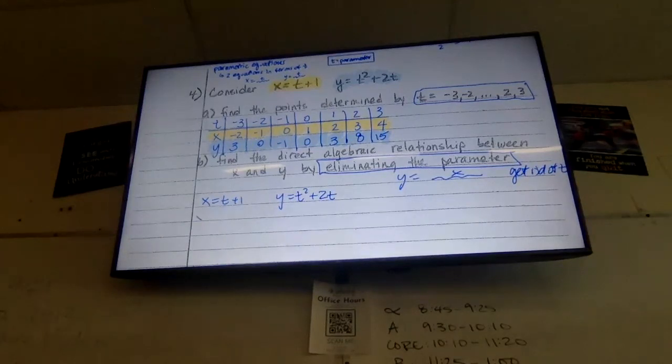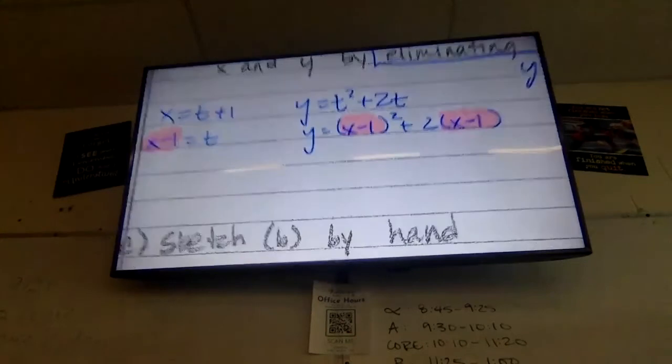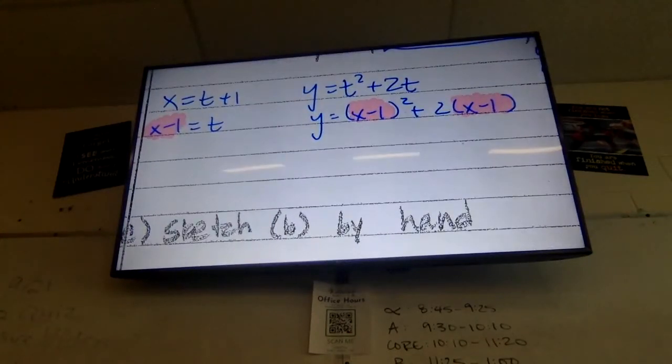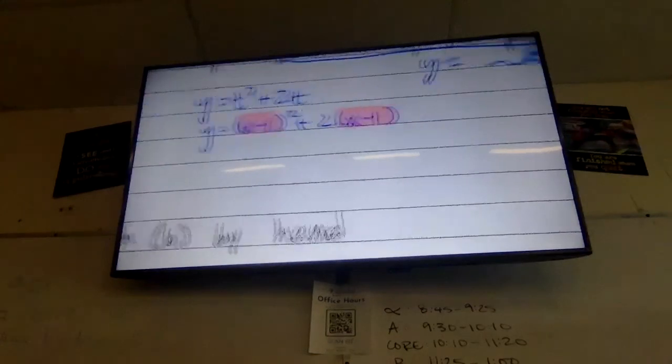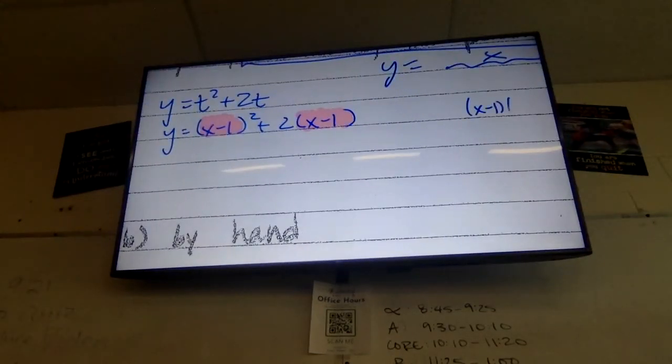So I'm going to minus my 1 from both sides. X minus 1 equals t. I can do y equals, and instead of having t, we now get to substitute in our x minus 1. Now I do want to simplify this, so let's FOIL that x minus 1 squared, and let's distribute that 2 to everything. So I'll FOIL off to the side. X minus 1 times x minus 1 gives me x squared minus x minus x plus 1, which is x squared minus 2x plus 1.